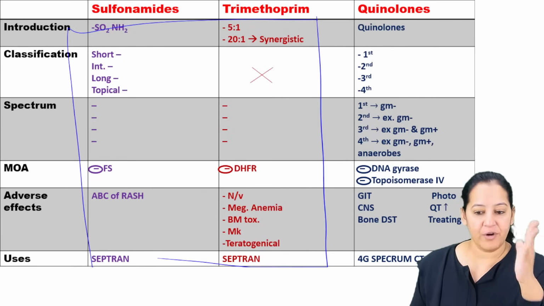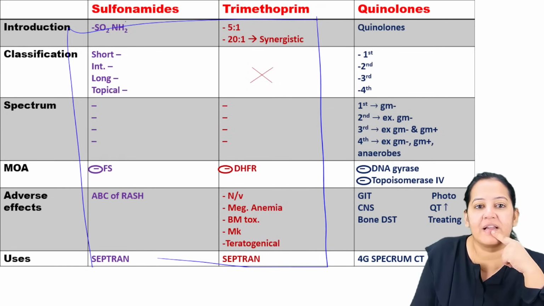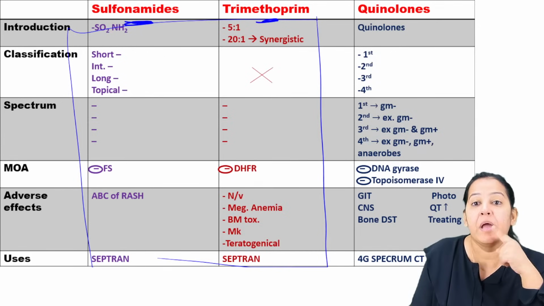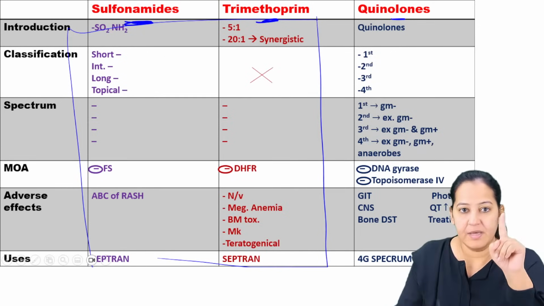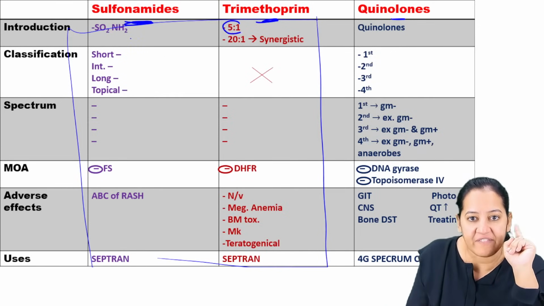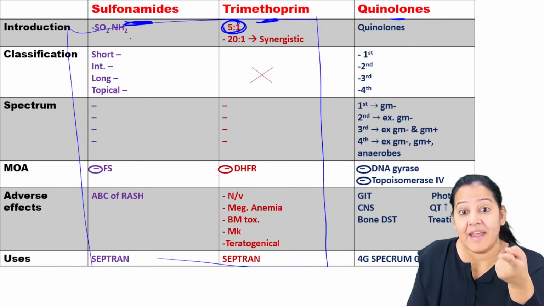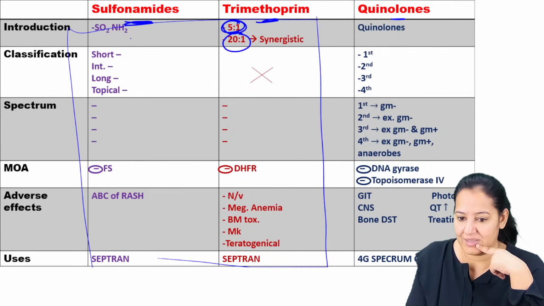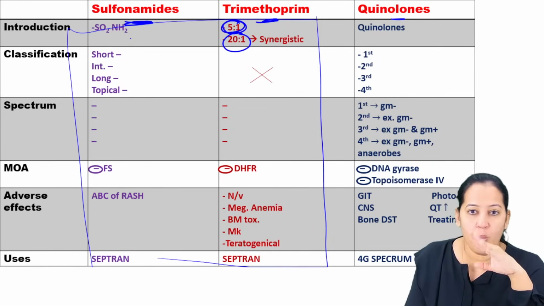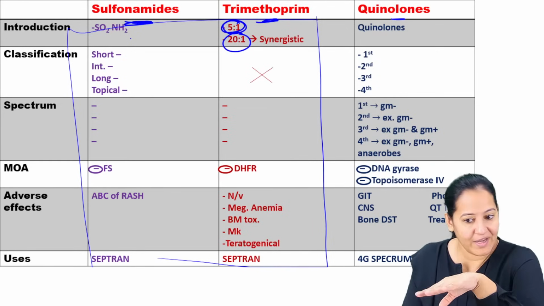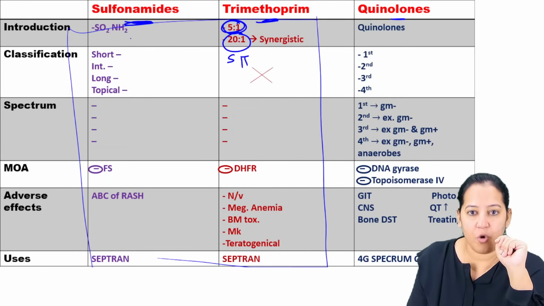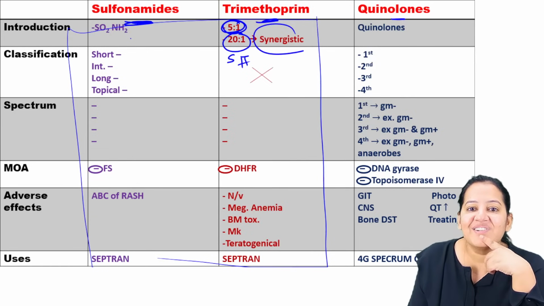Okay, listen. So sulfonamide and trimethoprim. You can see this is sulfonamide and this is trimethoprim. Quinolones I will teach you right now. First compare sulfonamide and trimethoprim. They are given in 5:1. This is a PYQ, learn it. In the blood, they will be 20:1 because of different volume of distribution. What is 5, what is 20, and what is 1? This is sulfonamide, this is trimethoprim. The combination is known as cotrimoxazole and they are synergistic.